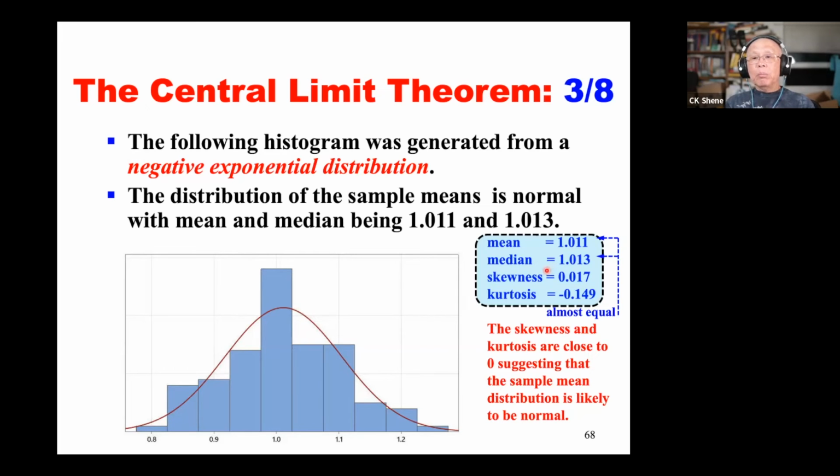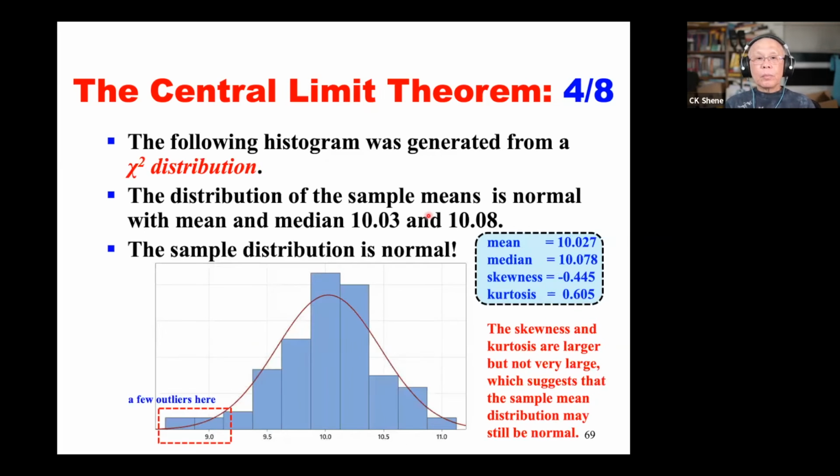We compute the median of these 100 sample medians, 1.013, close to 1, good. The skewness is very small, very symmetric. The kurtosis is small. So we may have a feeling that the distribution of the sample means is symmetric. And because kurtosis is small, it also means the peak and the tail seem to follow a normal distribution.